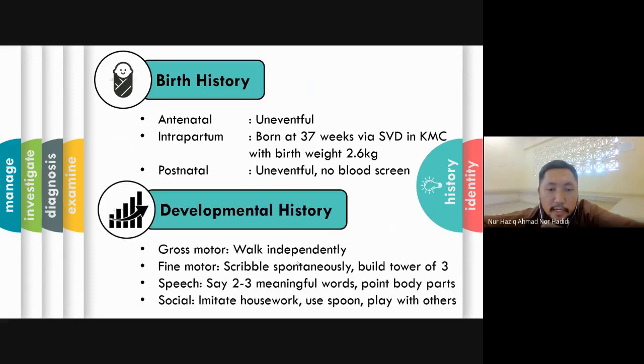For the developmental history, currently he can walk independently, throw balls without falling, and sit on a chair. For the fine motor, he can scribble spontaneously and build a tower of three. For the speech, he can say 2 to 3 meaningful words such as mama and baba, and can point to 2 to 3 body parts. For the social, he can imitate housework, use a phone, and also play well with other children.